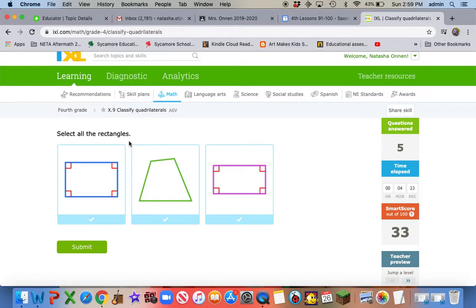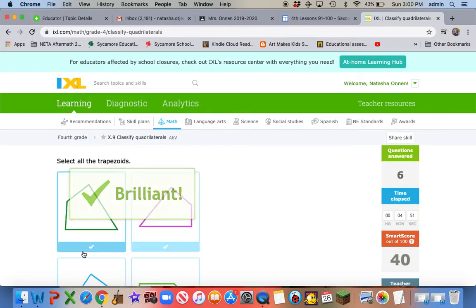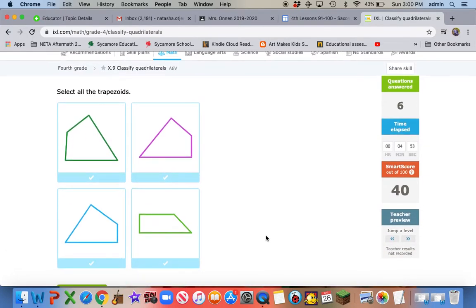Select all the rectangles. So for rectangles, the opposite sides are equal, and they're also 90-degree angles. What's crazy about a rectangle is that a square is technically a rectangle, but a rectangle is not a square. Because what do we know about a square, boys and girls? You're right, all the sides are the same length. So select all the rectangles. Check, check, submit.